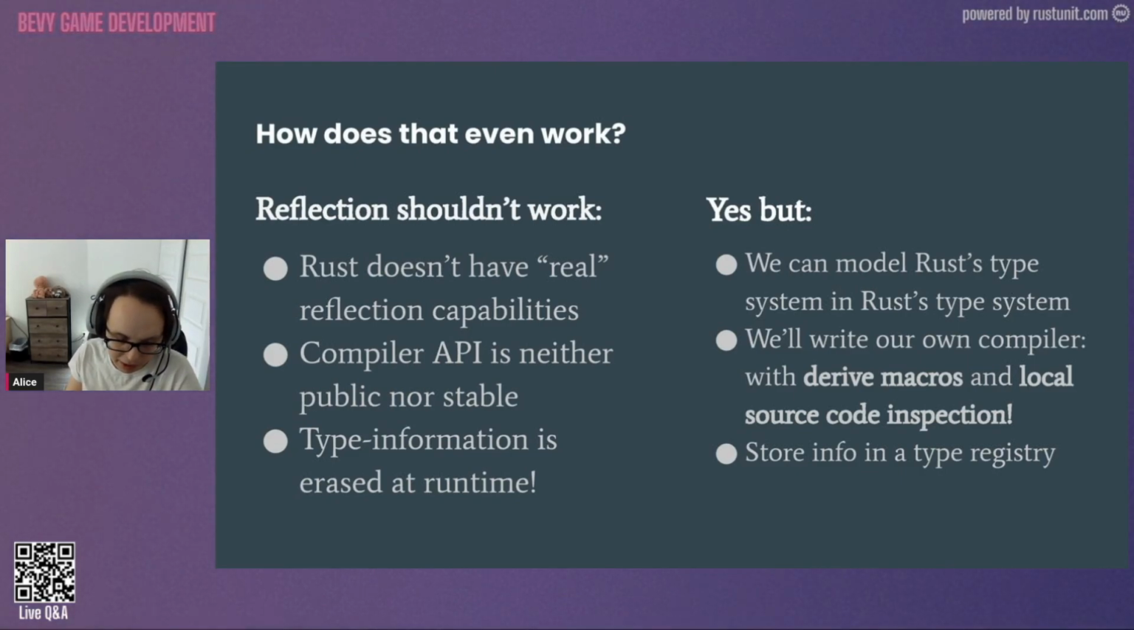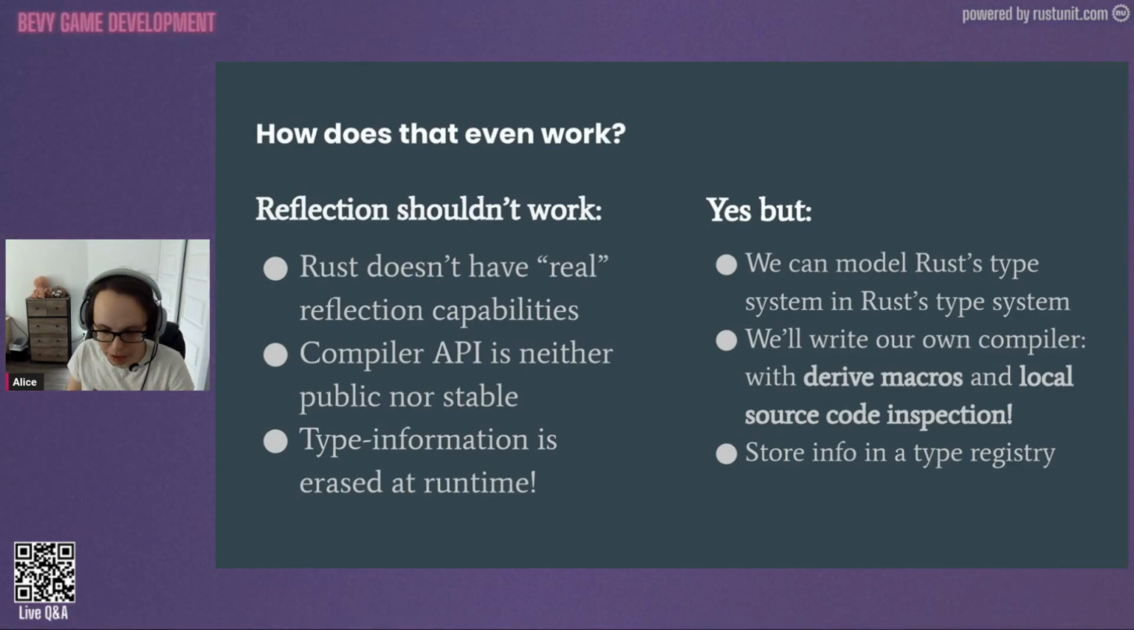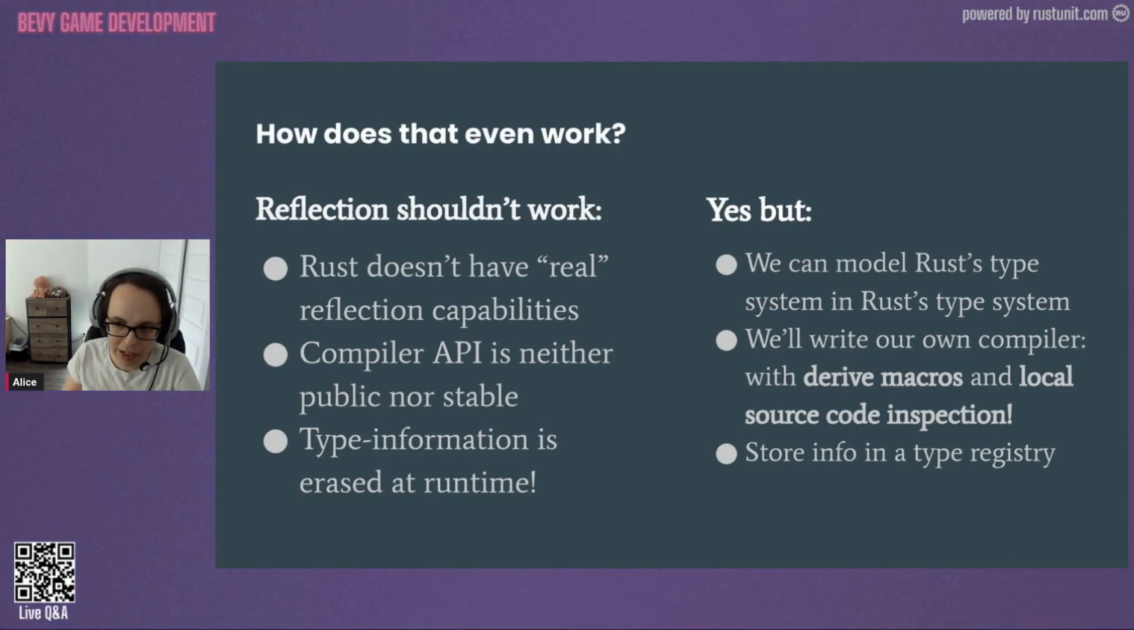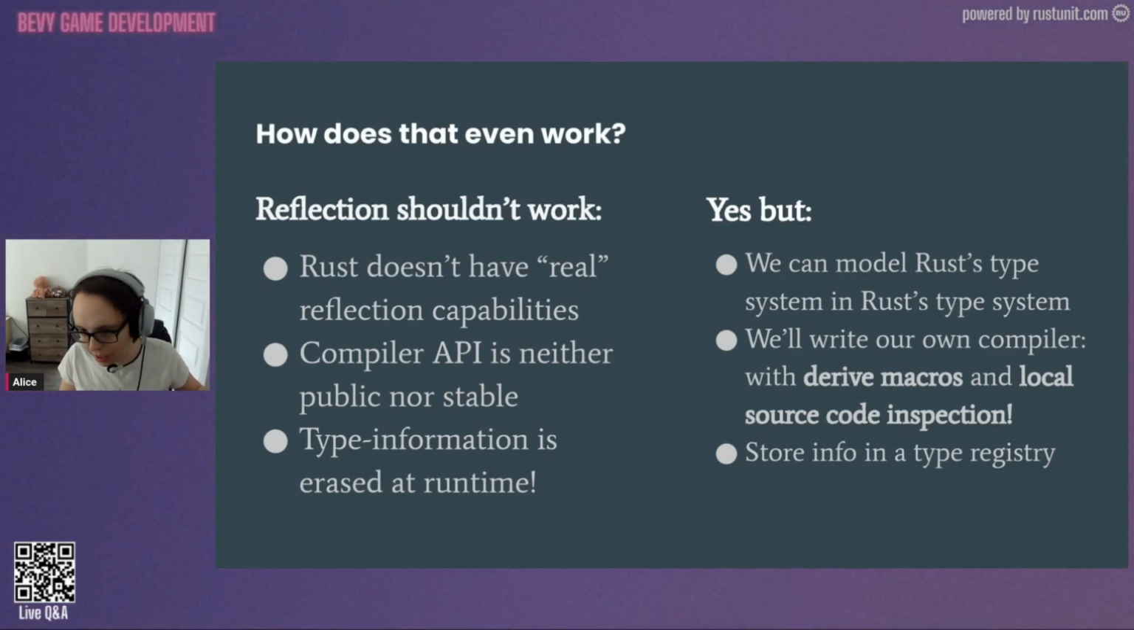And finally, the type information is erased at runtime. All we get with our types is the debug type name and the type ID, and everything else is totally stripped out for speed and memory usage and all of that. So we don't inherently get access to this. But we can work around this. What we can do is make our own reflection framework by modeling the Rust type system using the Rust type system. And in order to populate that information, we write our own compiler.